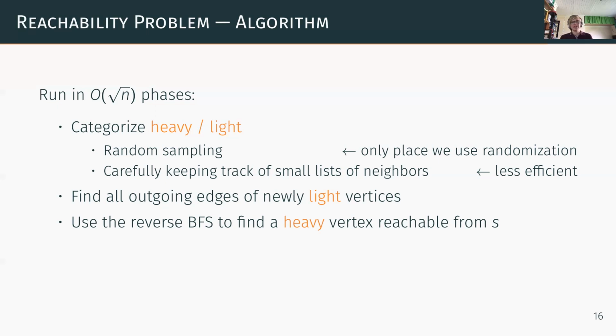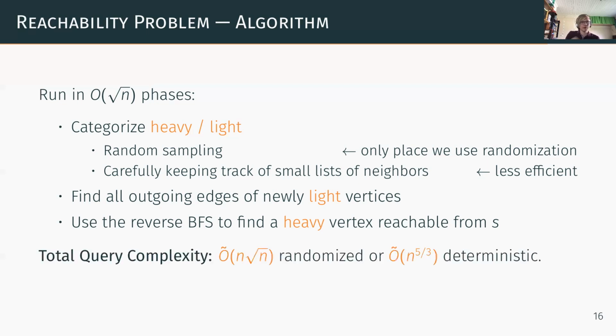I also want to note that this random sampling to categorize a vertex as either heavy or light is the only place we use randomization in our reachability algorithm, and also the only place we use randomization in our final Matroid intersection algorithm. So for the reachability problem, if we run this algorithm, the final runtime will be n squared n for the randomized version, or slightly less efficient n to the 5/3 for the deterministic version. Both of them are subquadratic.